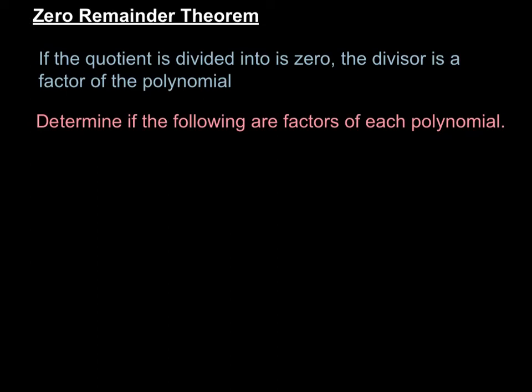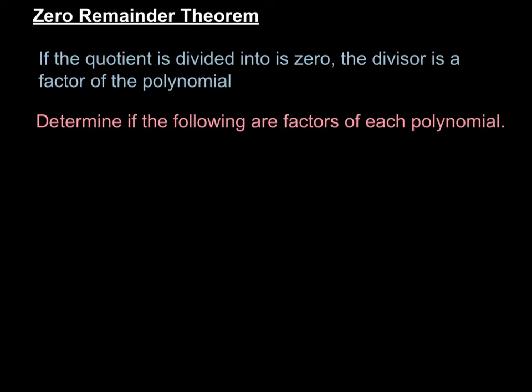Alright, ladies and gents, we spent a while trying to factor polynomials, but now we're going to try and determine if an expression is a factor of a polynomial. This is going to lead us to being able to factor really, really big, complicated polynomials, so just bear with us. So, an expression is a factor of a polynomial if we divide it into the polynomial and the remainder is 0. So if there's no remainder, that means it is a factor.